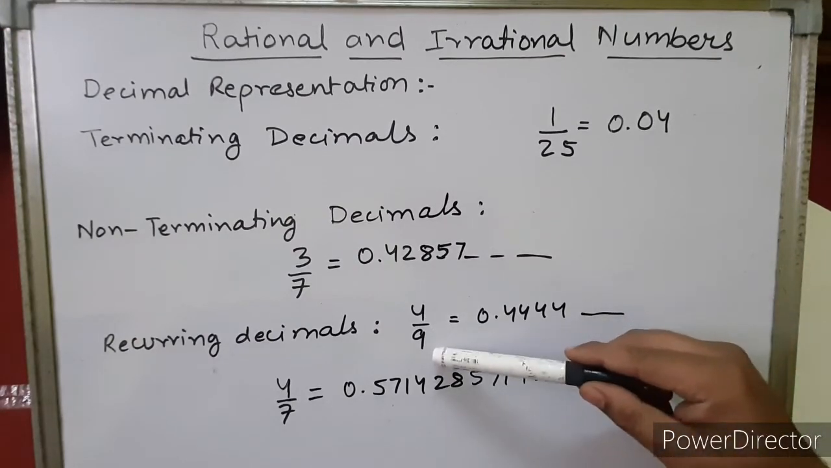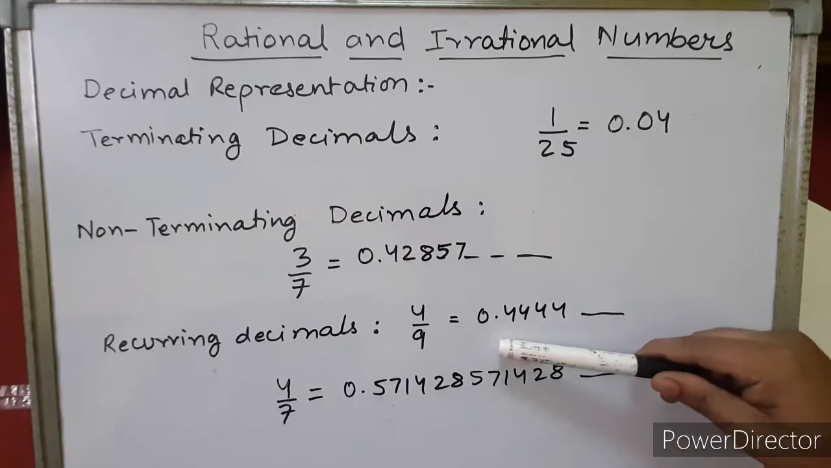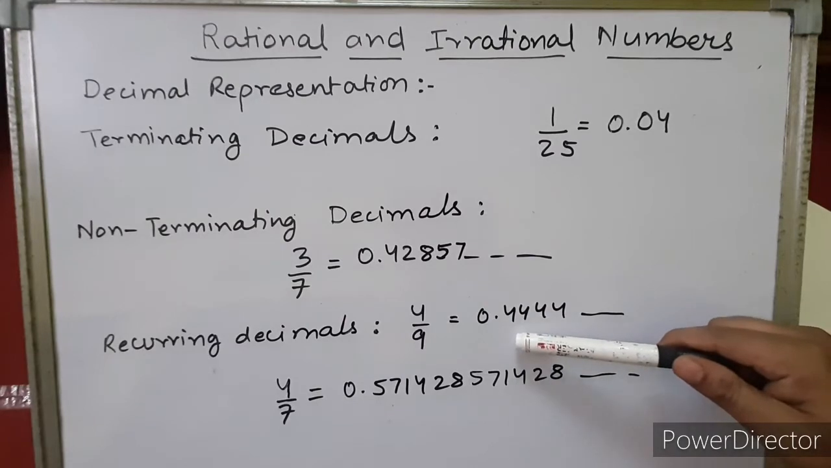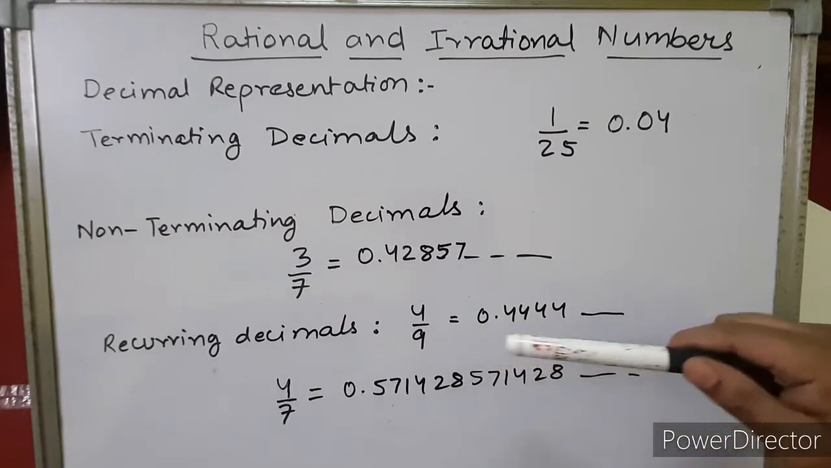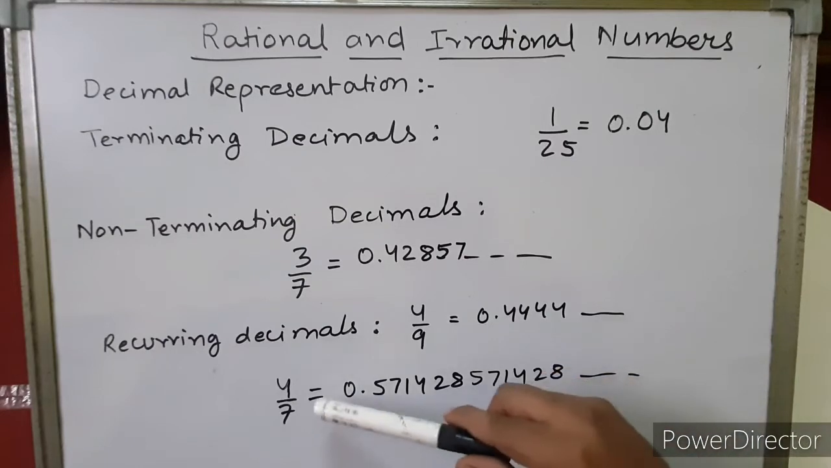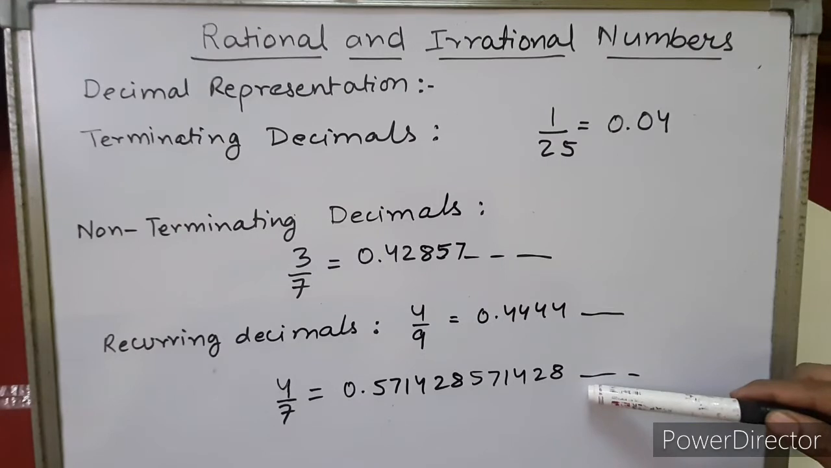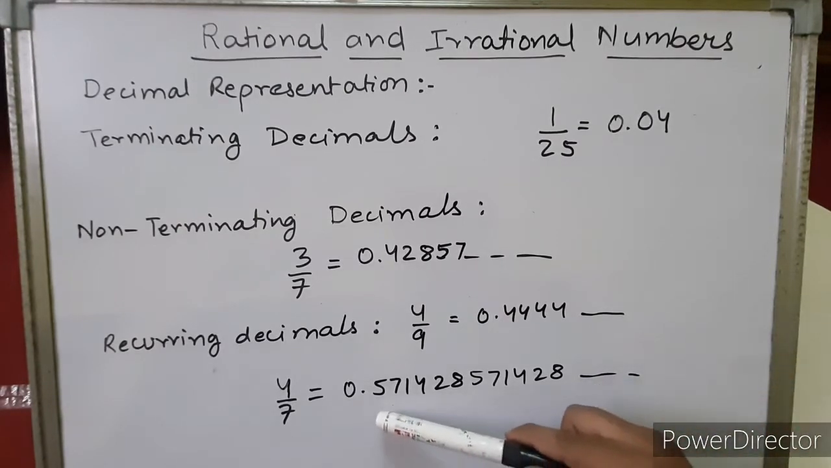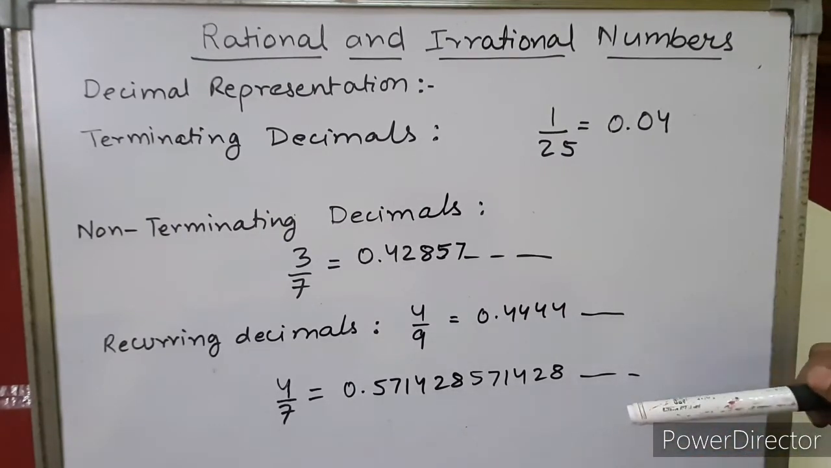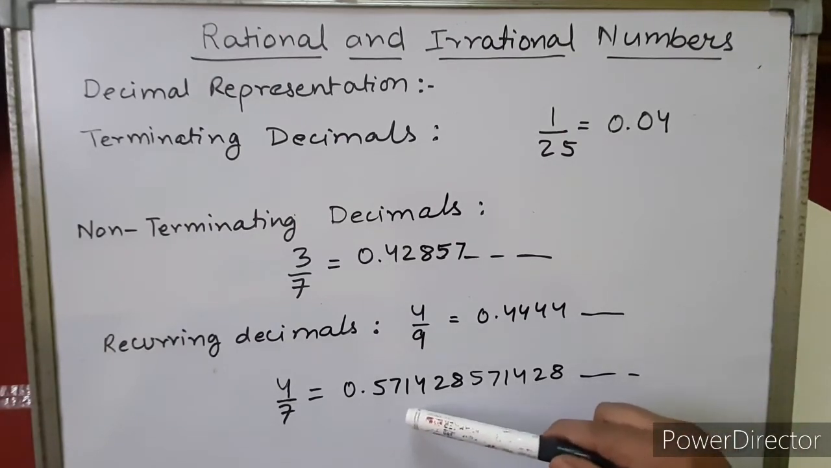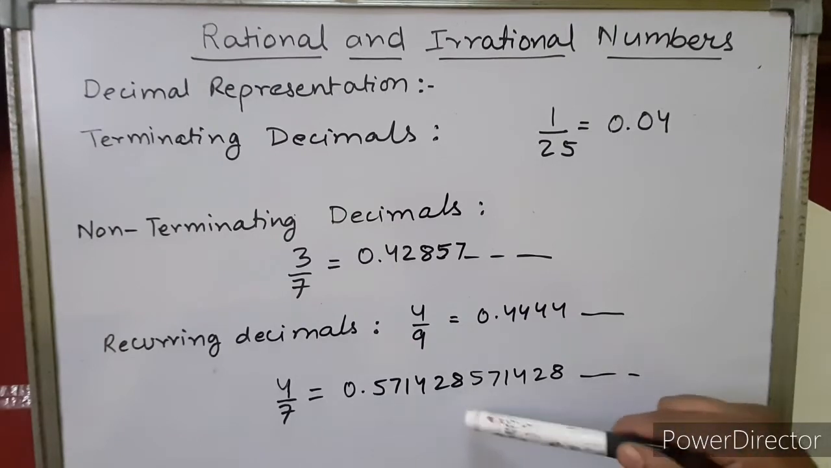Suppose 4 divided by 9, then what value will come? 0.444 and it keeps on coming. The 4 keeps on repeating, so this is a recurring decimal. And suppose it is written 4 by 7. What will we get? 0.571428, and again we get 571428. So this number 571428 is repeated periodically. So this is a recurring decimal, a repetition of 571428.